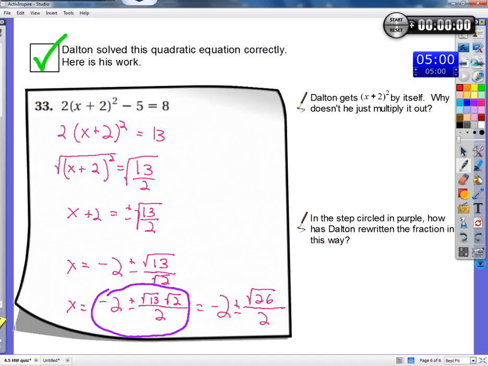Dalton has chosen to get x plus 2 squared by itself. Why doesn't he just take x plus 2 times x plus 2, square that out, and multiply everything together, distribute, and then proceed from there? Why doesn't he just do that? Fire away.